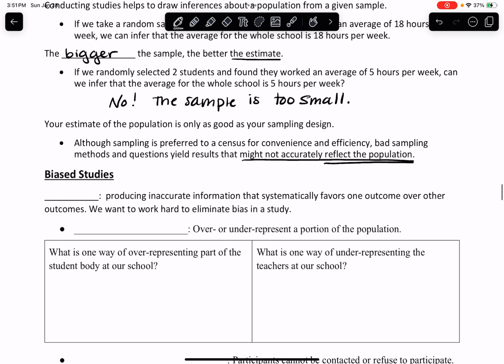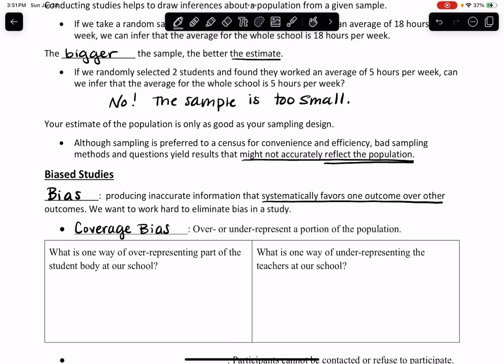So when we talk about bias in studies, bias in general is producing inaccurate information that systematically favors one outcome over other outcomes. We want to work really hard to eliminate bias in a study. So for example, one type of bias that we see come up a lot is coverage bias. So we're either over or underrepresenting a portion of the population.